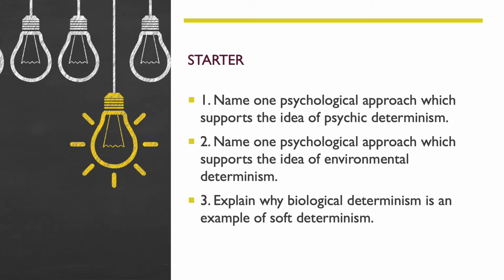And then, explain why biological determinism is an example of soft determinism. You could have said research such as research done into monozygotic twins and concordance rates never gives a 100% concordance rate, which means that the environment must play a role somehow. Therefore, yes, biology does determine our behaviour, but there is an element of free will attached to that.